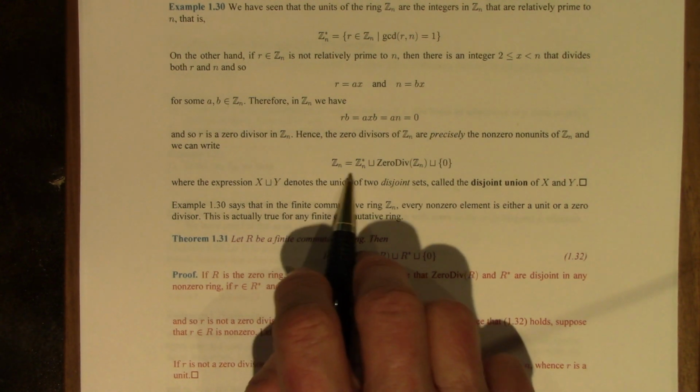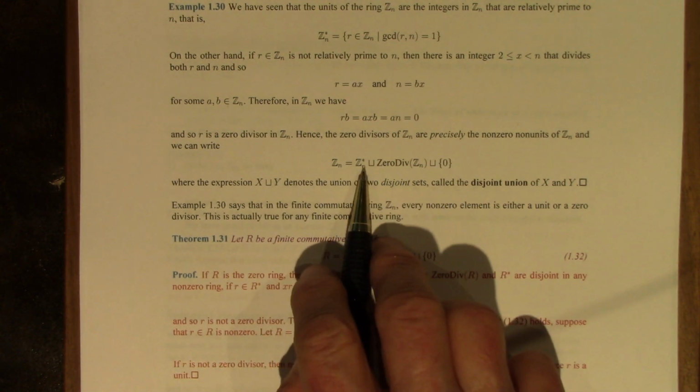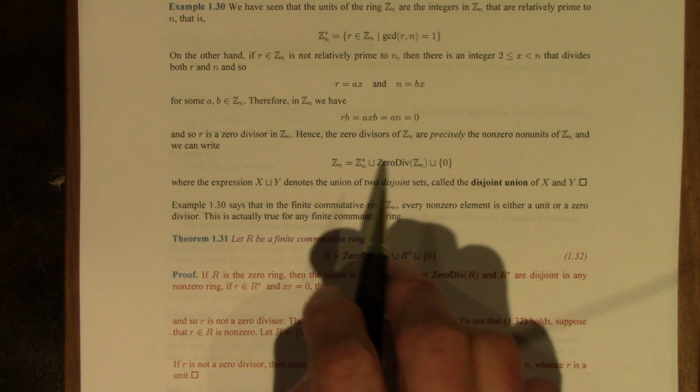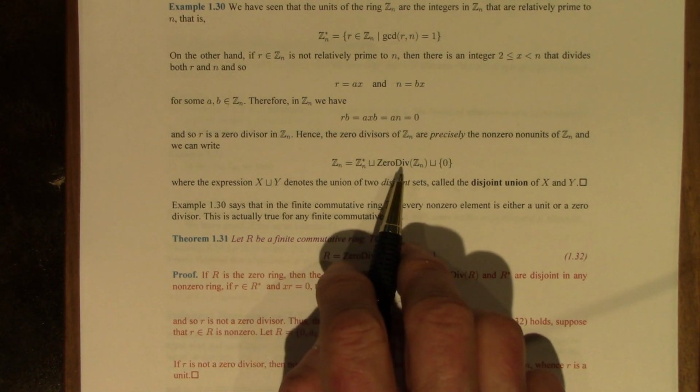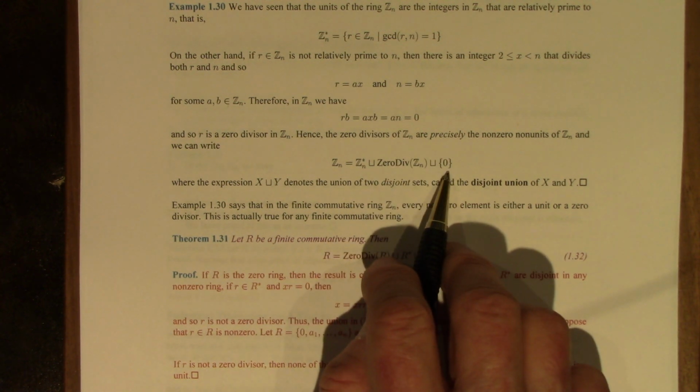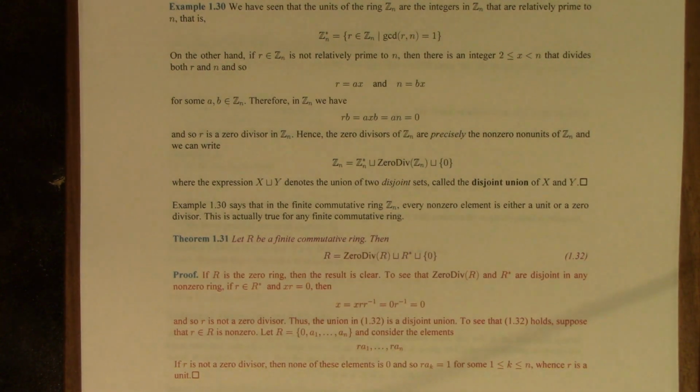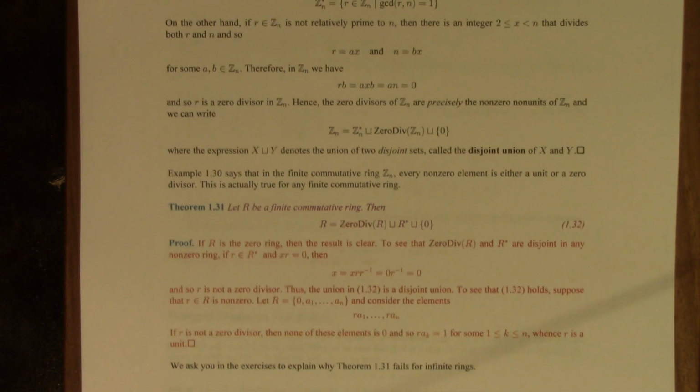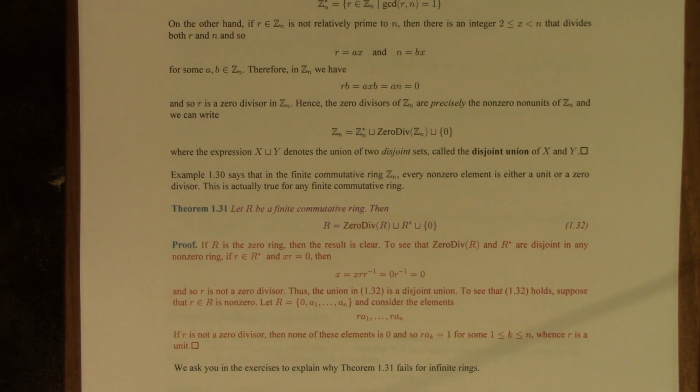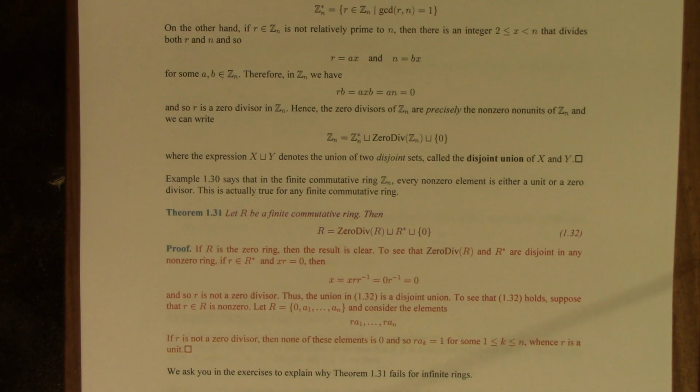Therefore, we can decompose Zn into a disjoint union of 3 sets: the units, the zero divisors, and the zero vector. And this is the symbol we use for disjoint union. These sets are pairwise disjoint. So this example shows that, at least in the finite commutative ring Zn, every non-zero element is either a unit or a zero divisor.